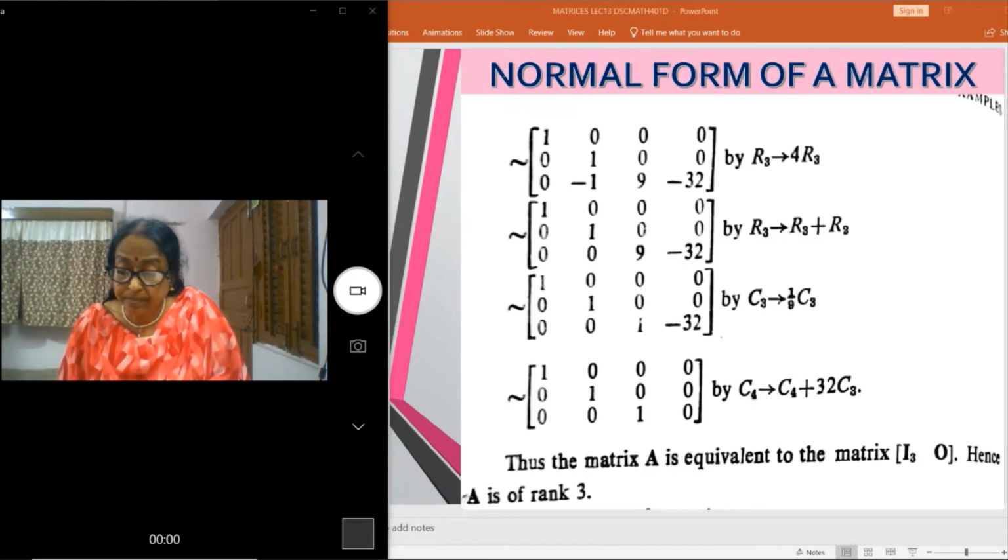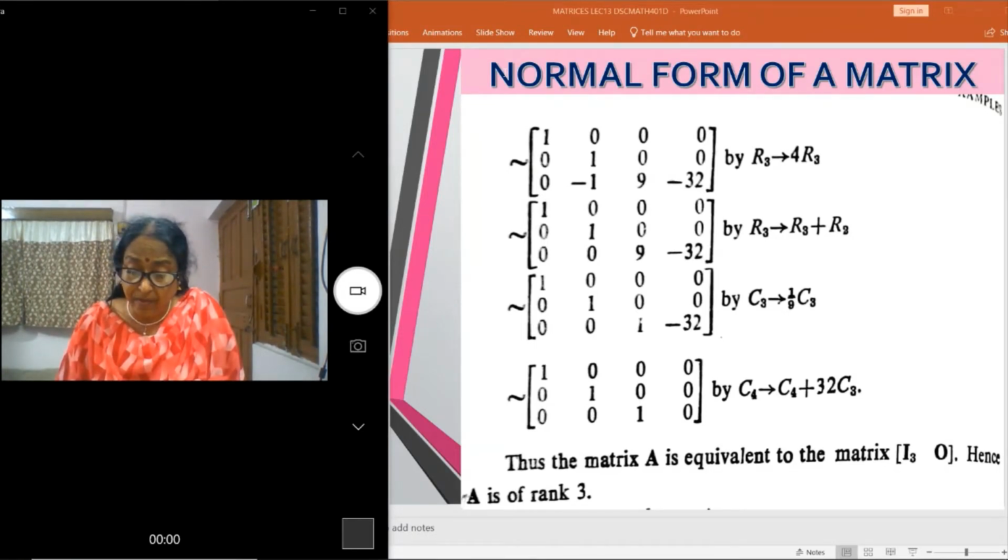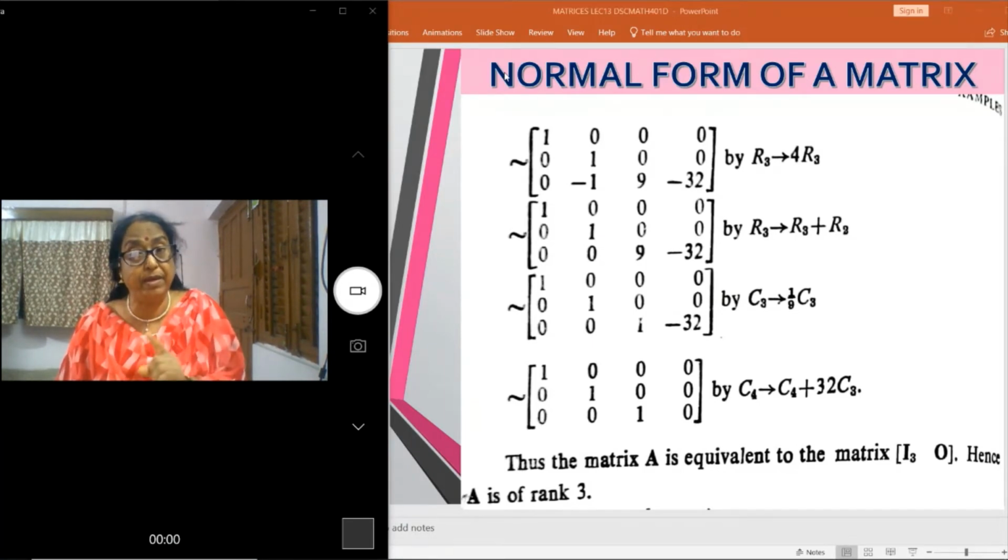You can see on your screen, after making them 0, 1 0 0, 0 1 0, 0 0 9 minus 30. This 9 should also be equal to 1. So dividing this column by 9, you will get 1 here. And then 30 minus 32 should be equal to 0. So after giving the transformation, we will get 0, 0, 0.